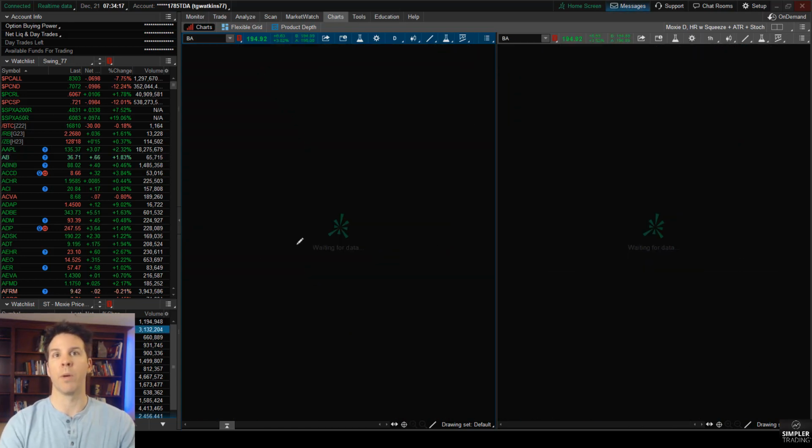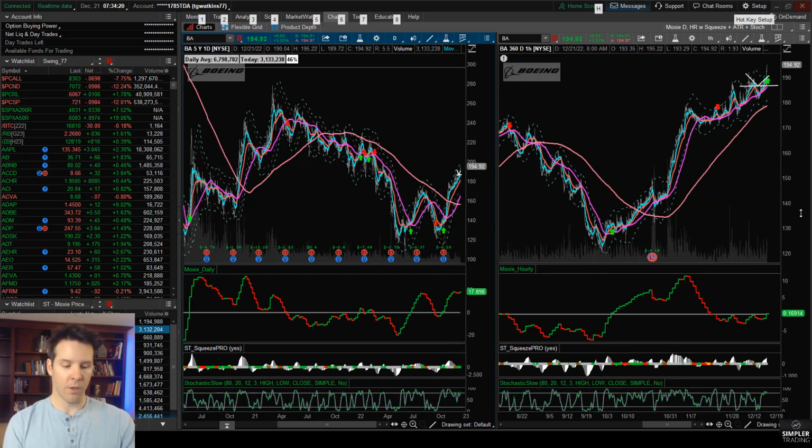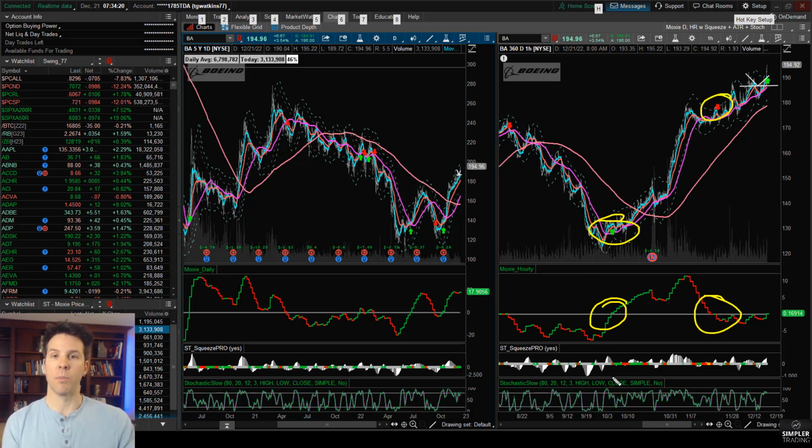Let me do Boeing here for a second. So a price trigger would be this. It's right here, this green arrow. That just indicates when the Moxie indicator crosses over zero. Or you can scan it to the downside. That is when the Moxie indicator crosses below zero. You can scan for that on the hourly chart, the daily chart, and I think the weekly chart too.